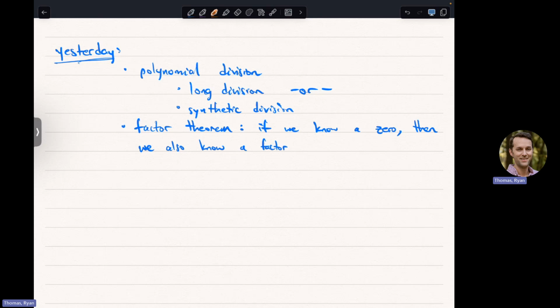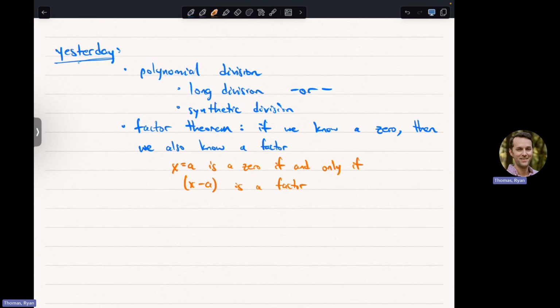And more formally, it's something like x equals a is a zero if and only if x minus a is a factor of the polynomial. So if we know a zero, then really we know about a factor. And if we know about a factor, we can factor things that we wouldn't be able to factor otherwise by actually dividing, right? So take that factor that we're given and use that to divide.